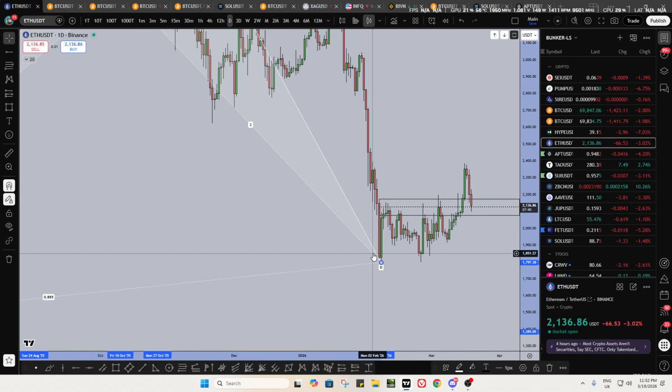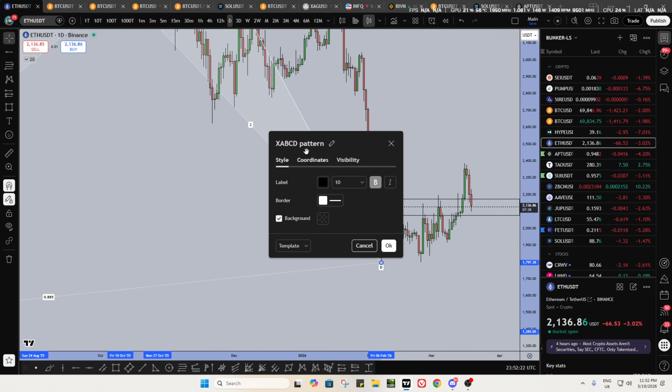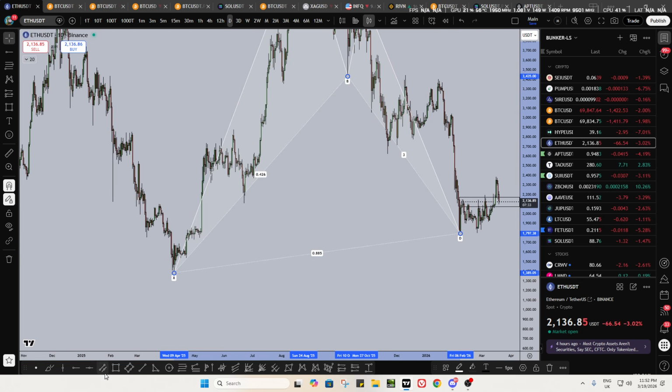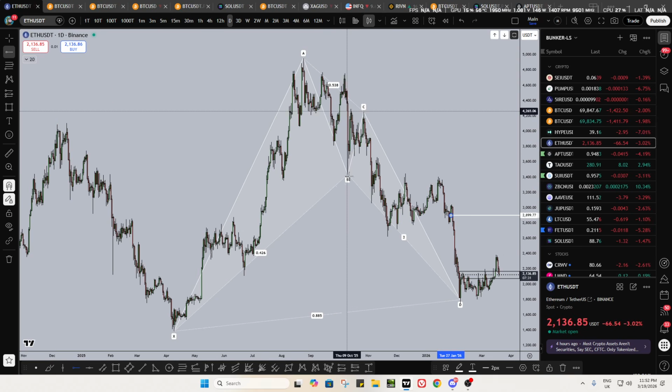There, so there's your 3.0. And I know obviously that's a bit deep for a bat, but who cares, right? It doesn't have to be perfect. The macro 886 has been hit. That's what's important here.